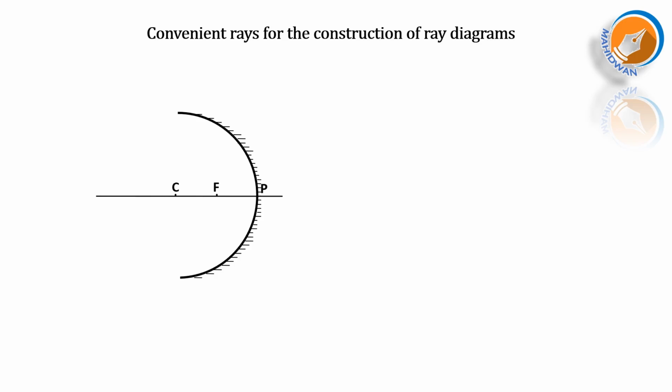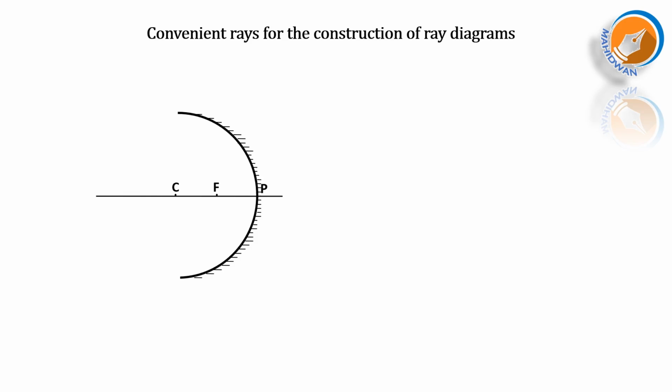Everything else is the same: principal axis, mark every point at a distance of 2 centimeters from the pole. That means PF should be 2 centimeters and PC should be 4 centimeters, or FC should be 2 centimeters. So this will be the same for each and every diagram. Henceforth, what we are going to draw.